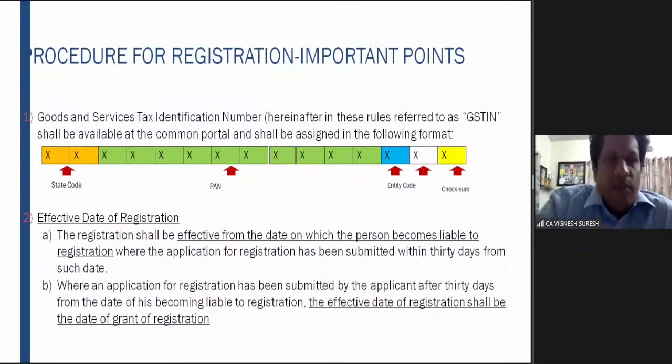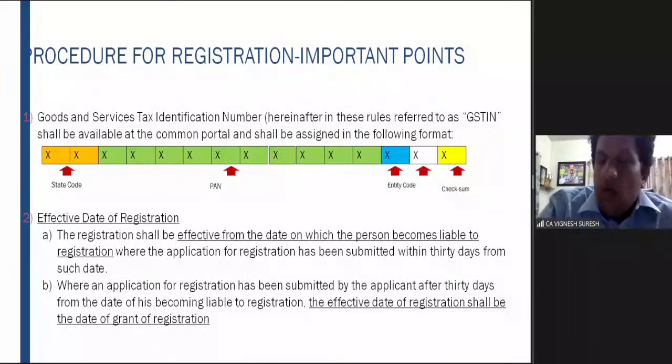This is the format in which the GSTIN is given. The first 2 digits are the state code. Each state has a state code: Telangana has 36, Andhra has 37, and various other states have different state codes. Then the PAN number of the respective person is given for the next digits. Then the entity code is given, which is 1 or 2 as the case may be, and the check digit is at the end. This check digit is basically a randomly allotted alphabet with regard to the GST registration.